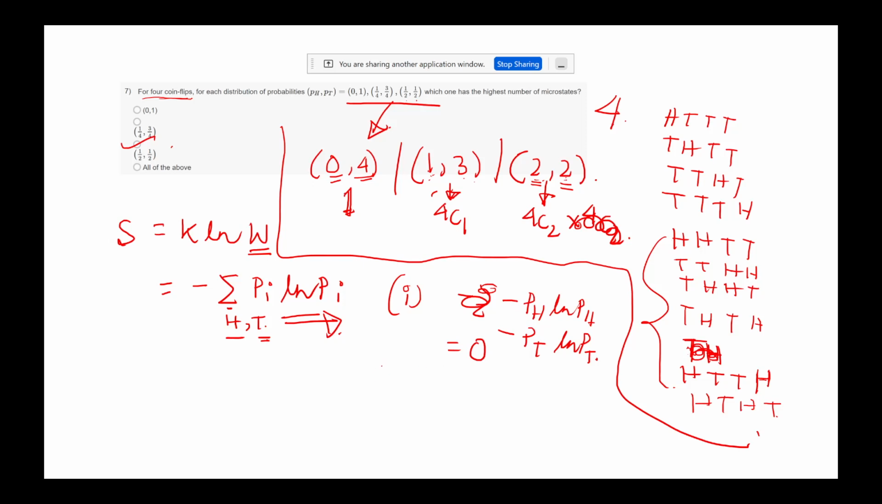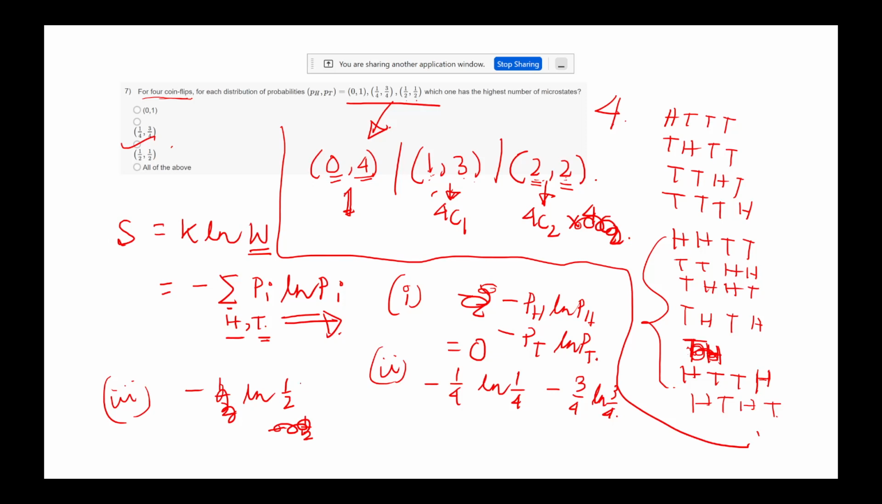Okay, so for the first possibility this will be 0, right? Because pH is 0, and pt is 1, ln 1 is 0, so the total will be 0. So the second option will be minus 1 by 4 ln 1 by 4 minus 3 by 4 ln 3 by 4. The third will be minus half ln half minus half ln half, which is minus ln half only, right? Now do the calculation and tell me which is the maximum.